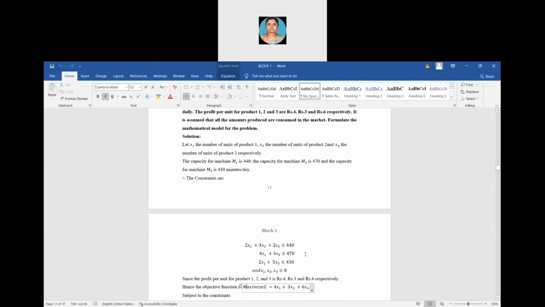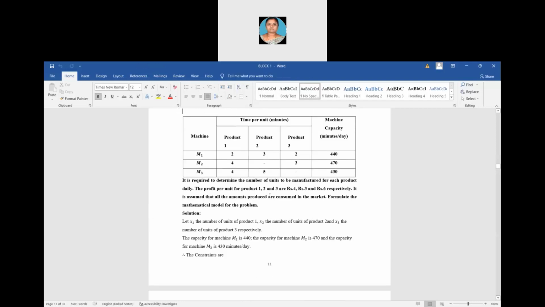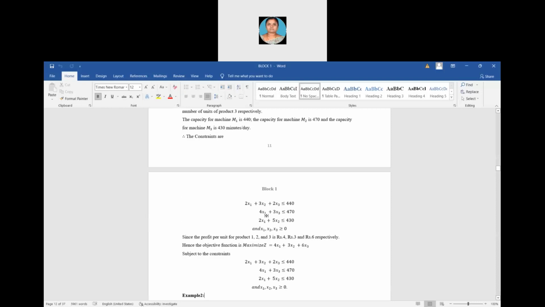Second equation, how can you frame it using this data? For product 1, the data they have given is 4. There is no time on this machine for product 2, so it can be represented as 0x2. And for product 3, they have given 3. And the capacity is 470. So what can be expressed here is 4x1 plus 0x2, though there is no need to write that, plus 3x3 is less than or equal to 470.